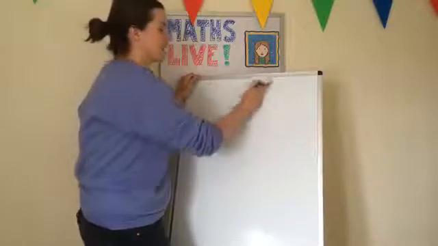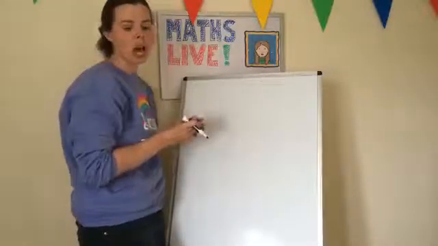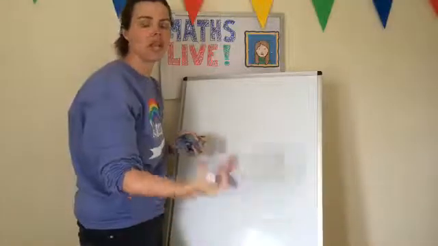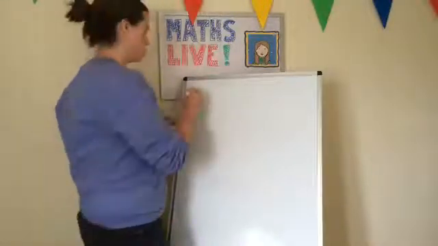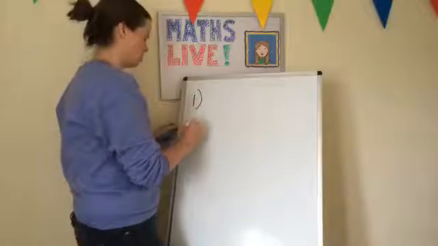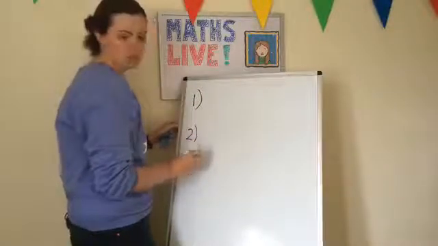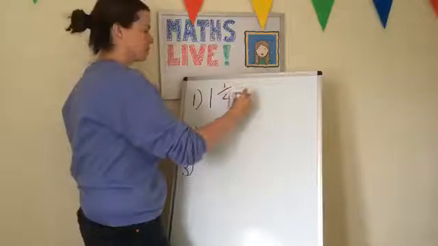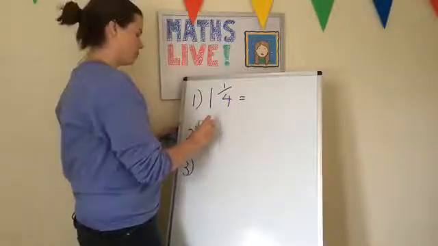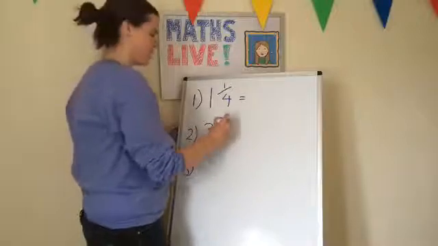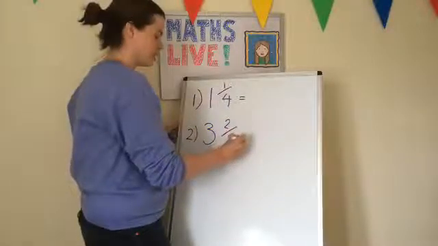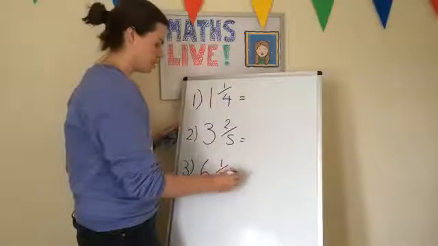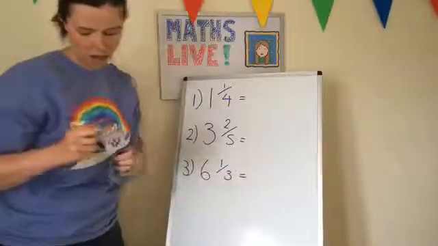Right. Here are your challenge questions. I'm going to do them so you're converting mixed numbers into improper fractions first, and then I'm going to do it the other way around. So you've got 3 questions each time. So question 1 is I'd like 1 1/4 as a mixed number fraction. Sorry, as an improper fraction. 3 2/5 as an improper fraction, and 6 1/3 as an improper fraction. Give that a go.